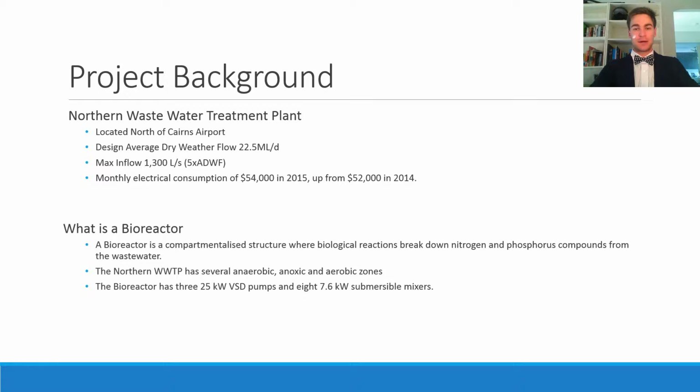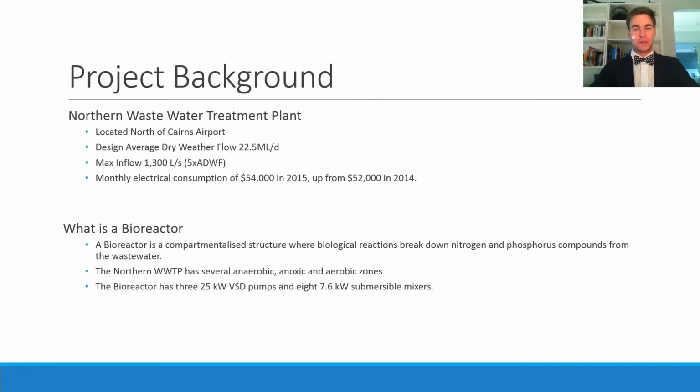The plant is designed for an average dry weather flow of 22.5 million litres per day, with a maximum flow rate of 1,300 litres per second, which is 5 times the average dry weather flow. The cost of operating the facility has increased. The monthly electricity costs in 2015 were $54,000, which is up from $52,000 in 2014.